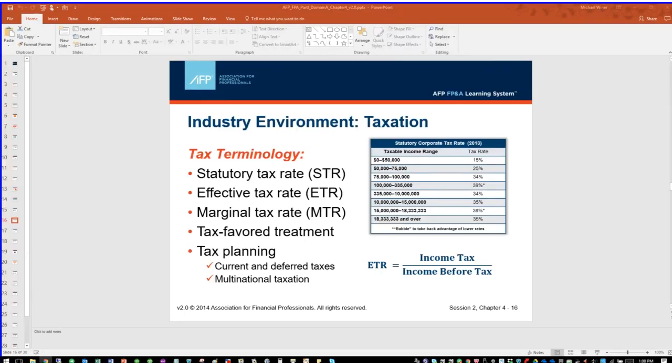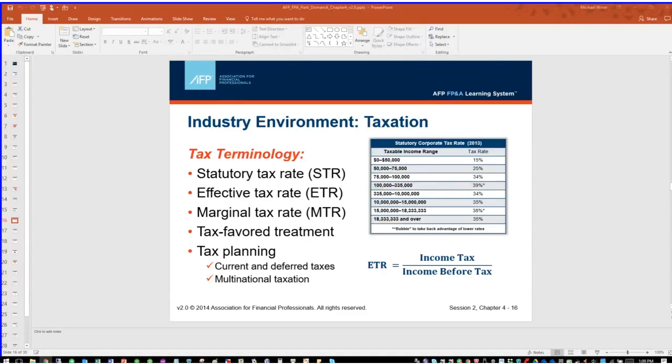What you'll notice is that very often, once you get over a certain level, they actually pare it back. So the highest rate back in 2013 was 39%. Then it actually drops to 34 and 35, then it moves back up, and then it drops. It's not always a straight line. Although I didn't realize that 34 and 35 is kind of interesting, that's how it worked. It says bubble to take back the advantage of lower rates.